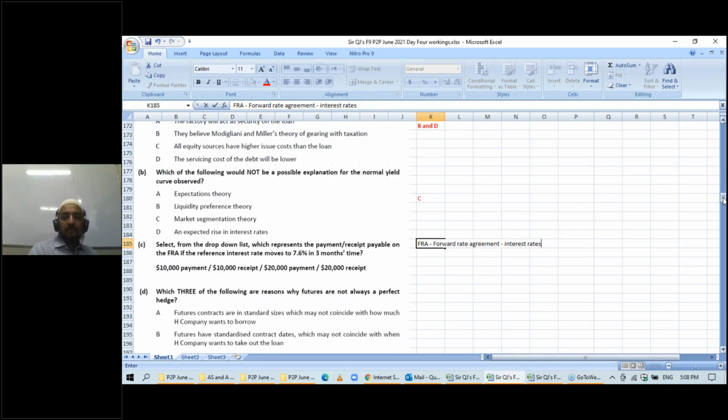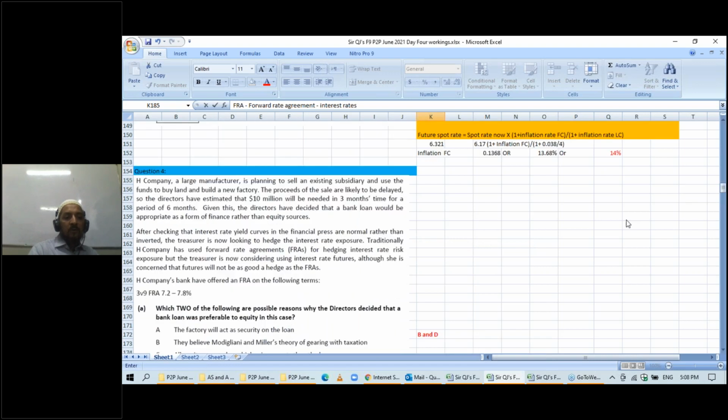Look, in the main question, there is a terminology. This 3v9. What does this 3v9 mean? This 3v9 means that the company wants a loan after 3 months and for 6 months. So the difference between 3 and 9 is 6. So the loan is required for 6 months, right?